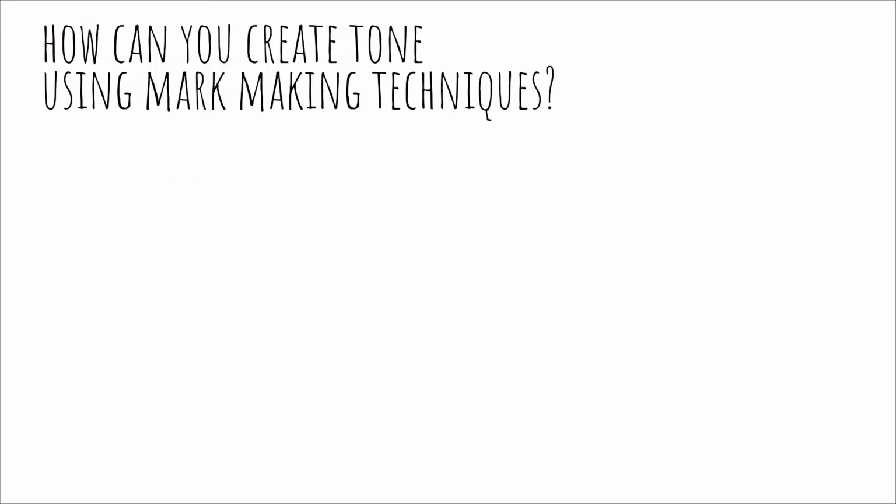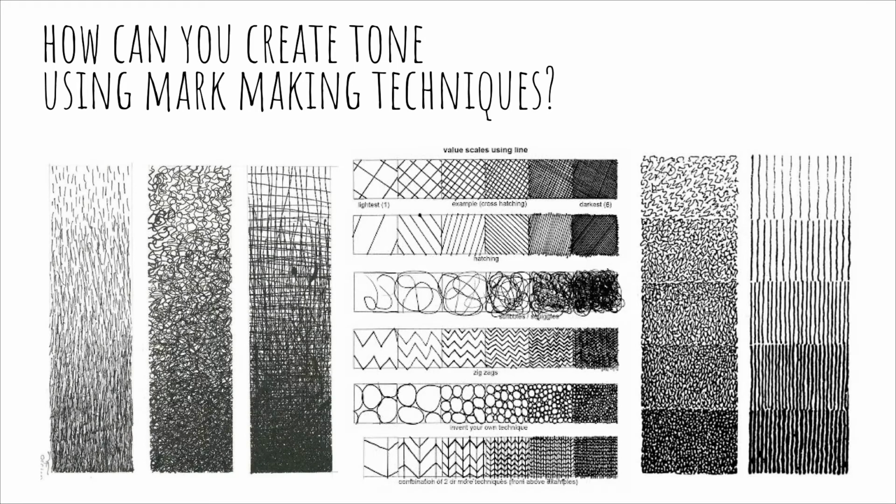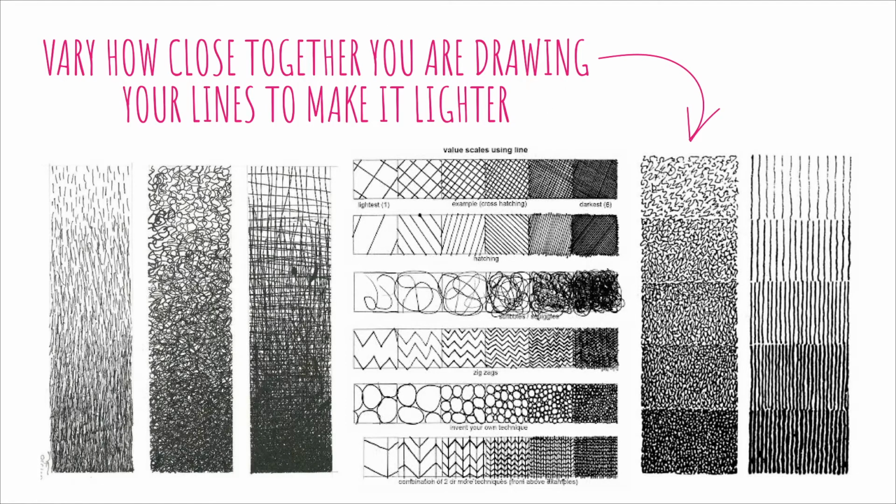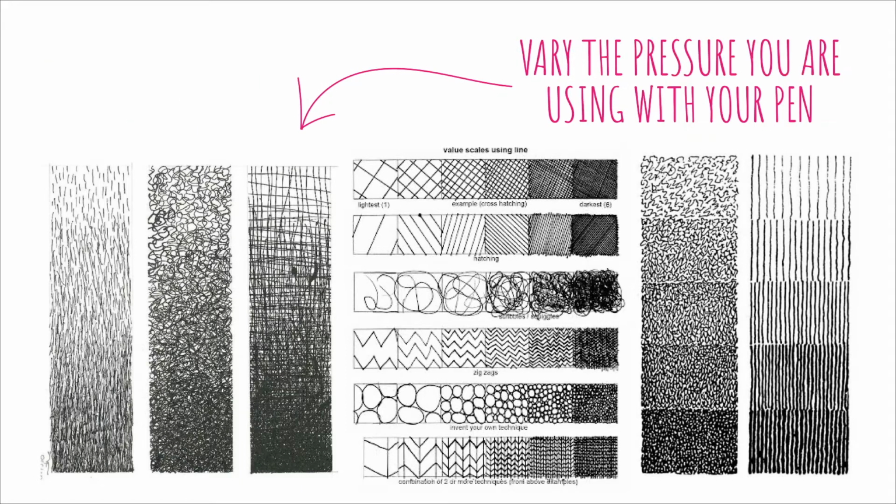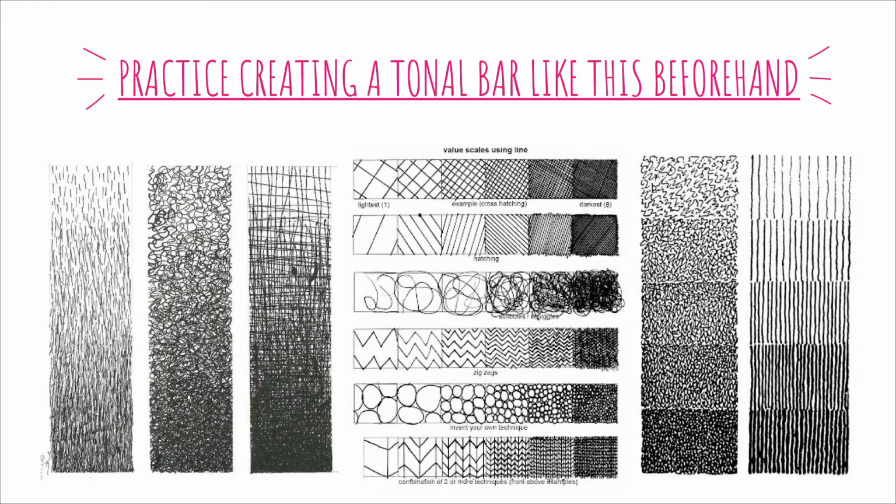How can you create tone using mark making techniques? Well, if we look at these bars here, what you can do is vary how close together you are drawing your lines to make it lighter. The other thing that you can do is vary the pressure that you are using with your pen, which sounds impossible, but it can be done. So what I suggest you do is you practice creating a tonal bar like these ones beforehand, like we've done in pencil previously, but now you're working in pen.